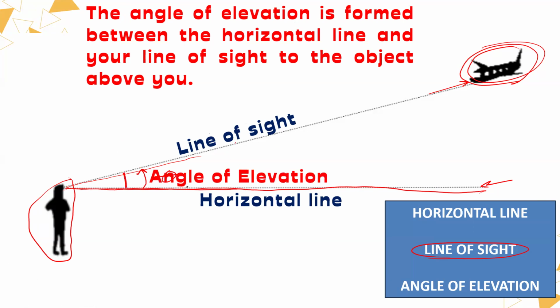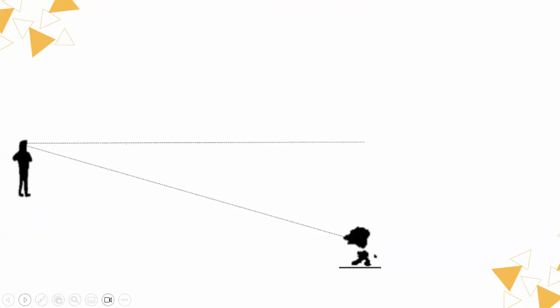So again, we have the horizontal line, the line of sight. How do we find the line of sight? It's the line that connects your eyes to the object that you are looking at, and the angle formed between these two lines would be the angle of elevation. So is that clear? Very good.